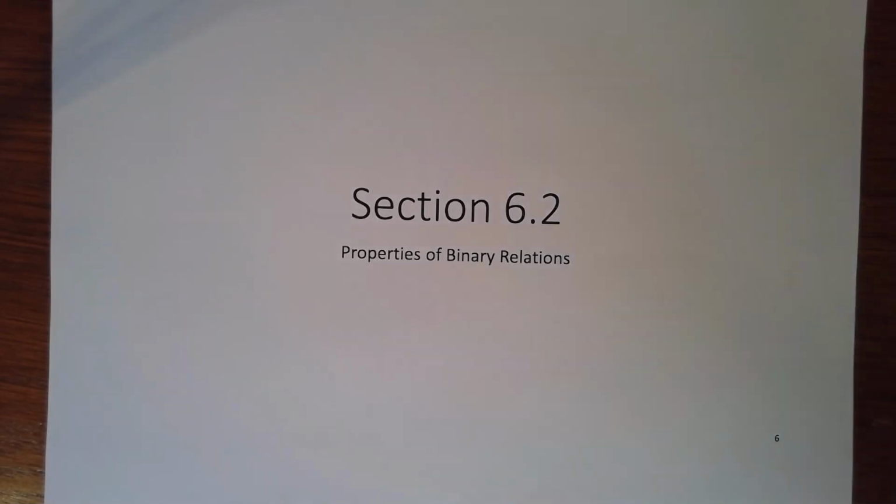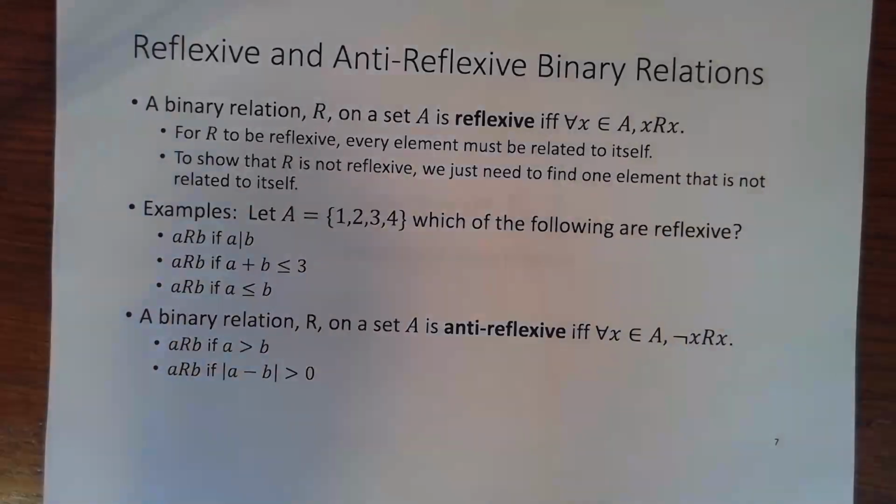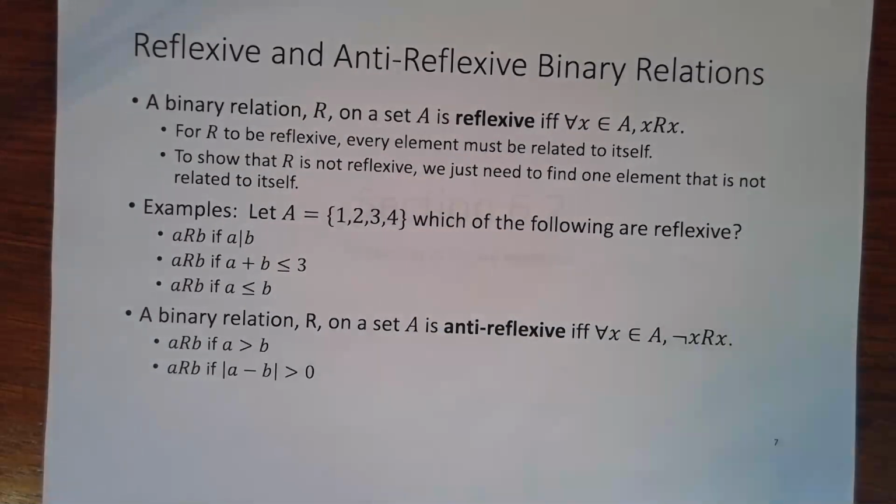In section 6.2, we're going to look at various properties of binary relations. So the first property that we will look at is the reflexive property, and then the closely related anti-reflexive property of binary relations. So a binary relation on a set A, and here we're just looking at a single set for all of these properties.